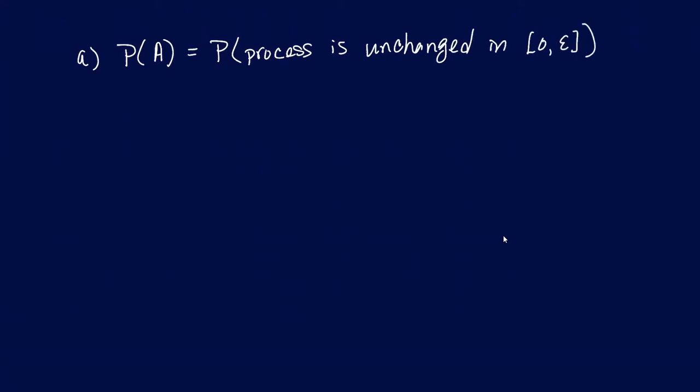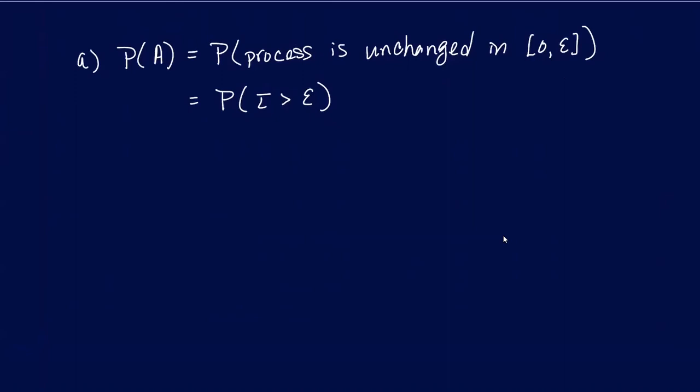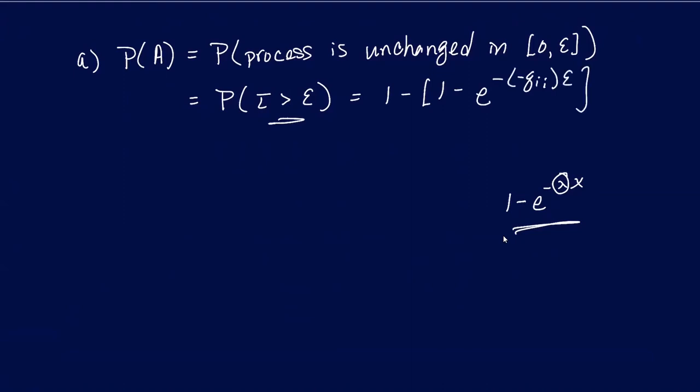So tau was the time of the first change. So this is the same thing as the probability that tau is actually greater than epsilon. Tau has an exponential distribution. This is just a tail probability for an exponential. Remember, the CDF for an exponential with rate lambda looks like this. Now we have negative q_ii for lambda, and this is the CDF. We want the tail probability, and that's going to make it 1 minus 1 minus e to the minus negative q_ii epsilon, which is e to the q_ii epsilon.